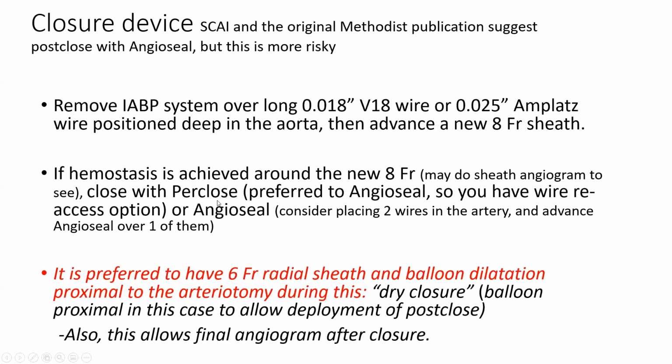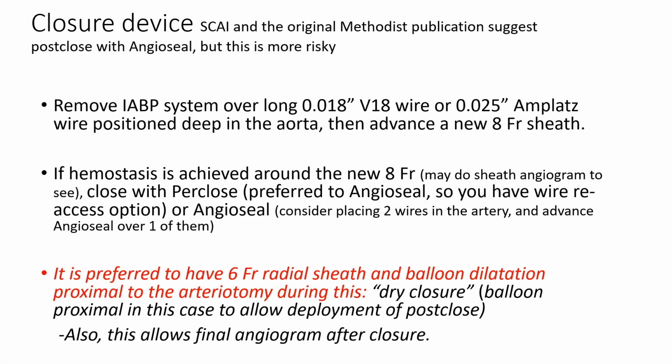Now, even if you do that, like you do with manual pressure, always get that radial sheath, or if you want a femoral sheath, always get that second access and do balloon dilatation proximal to the arteriotomy. So you do your closure device, what we call a dry closure. You're doing it in a clean, non-bleeding setting. And it will serve as a bailout strategy. If your closure fails, there is no catastrophe here. You're having a balloon ready to control your bleeding.